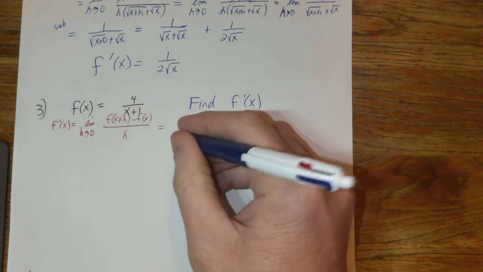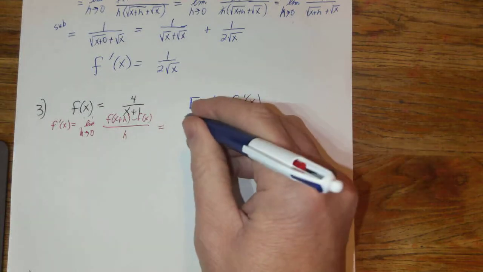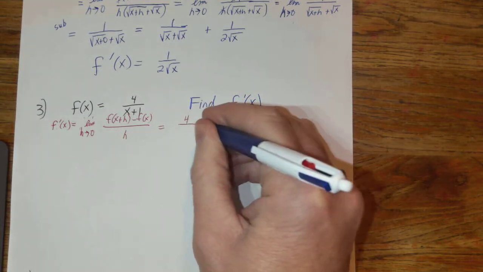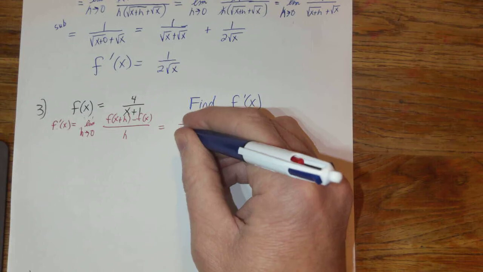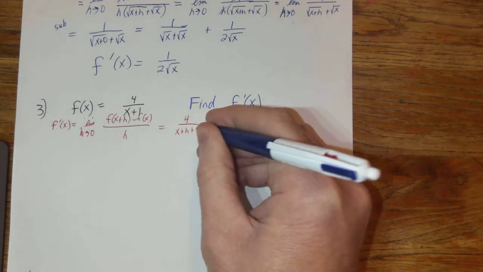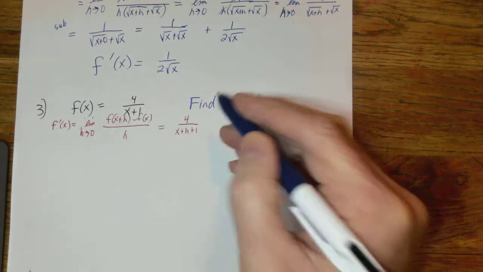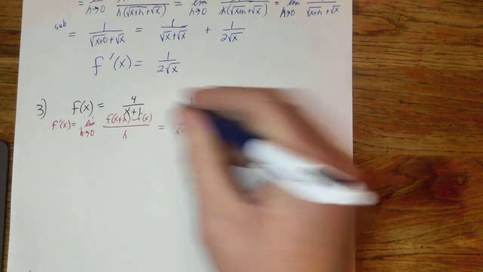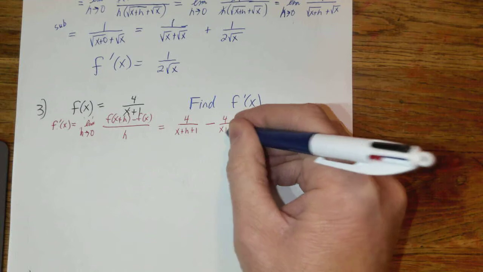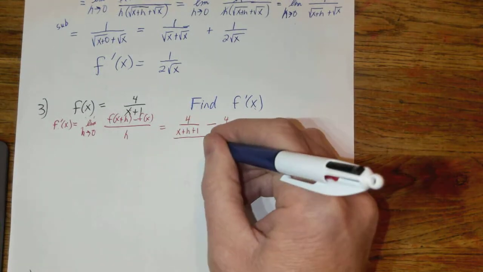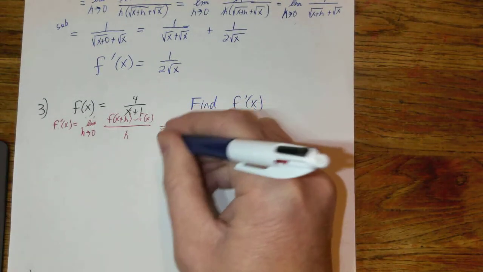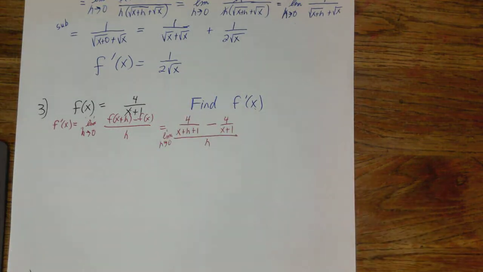Let's see, we need to take 4 over x plus h plus 1, putting the x plus h in place of the x, minus f of x, which is 4 over x plus 1, and put that over h. And maybe I'll just think to do that last, but that limit as h approaches 0.